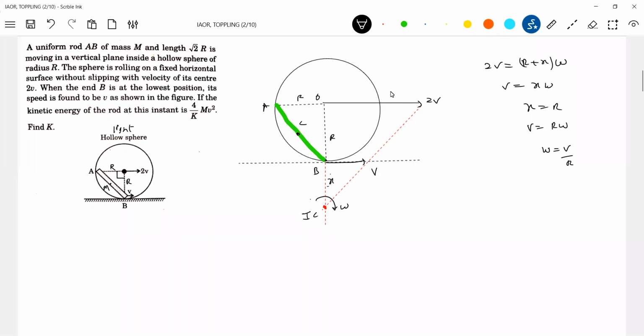Let's come to what the question asks. Straight away, let's go for it. He's asking the total kinetic energy of the rod.